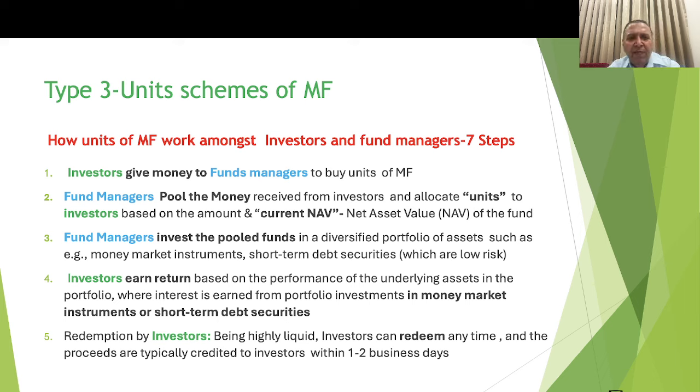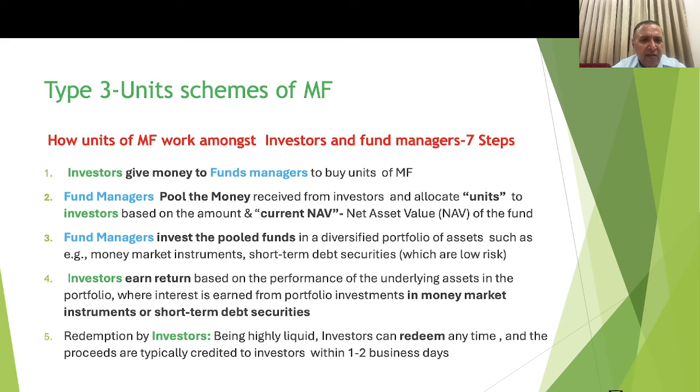How units of MF work amongst the investors and the fund managers? There are 7 steps. It is important to explain these steps so that we can work out what can go wrong in reporting in the balance sheet, either operationally or ethically. So here the investors give money to fund managers to buy units of MF. Fund managers pool this money received from various investors and allocate units to investors based on the amount and the current NAV, net asset value of the fund.